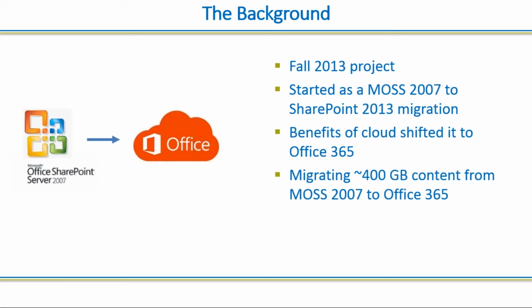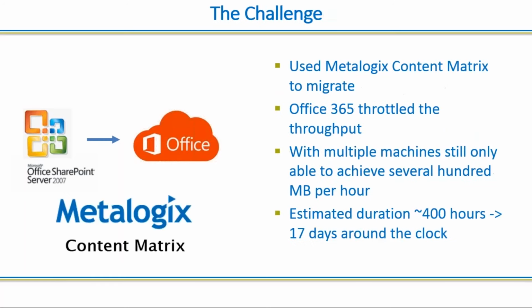Now the challenge was that they had about 400 gig of content that they wanted to move from MOS 2007 to Office 365. And at this point in time, there were no migration tools from Microsoft to improve the performance around how that works. Basically, the vendors like Metalogic and ShareGate were restricted to using the same programming APIs that we as developers would use to write applications to work against Office 365.